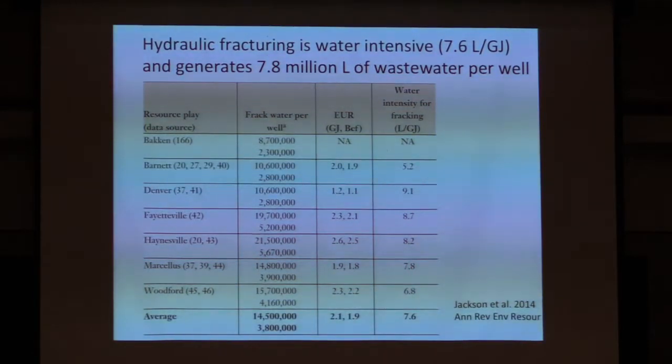The EUR, what's that? Well, that's the estimated ultimate recovery. This was work by Frank O'Sullivan at MIT. Why do you need that if you're an environmental scientist? Well, you need to know how much energy you get back out. Because you can put a lot of water into a process, but if you get a lot of energy back out, it can still be less water intensive than something else that uses less water at the one well scale or the technology. So you have to have the denominator, which is the energy out, as well as the numerator, the water in. And then finally the wastewater, and the water intensity for fracking. This is the water intensity, so the ratio of liters of water in to gigajoules of energy out.